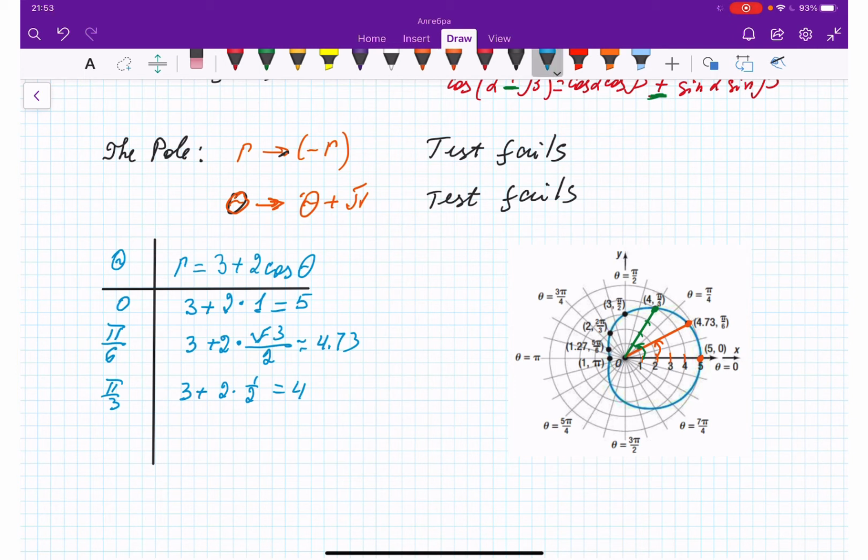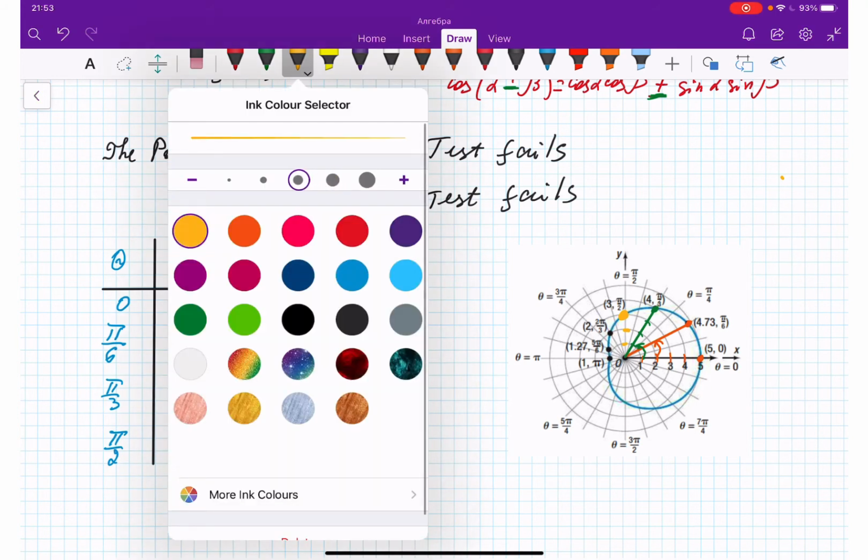All right, pi over 3. What else do we have left? Half a pi, of course. Famous half a pi, which is going to be equal to 3 plus 2 times 0, which is equal to 3. And it's right here. Let me take this yellow point, and it's right on 3, 1, 2, 3. So, there we go. I don't like it, it's too thick. Let me see. Yeah, of course it's thick.